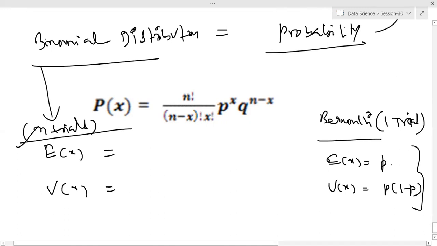You can give the answer, friend. Very simple: P of n. Can you rephrase? P into n or P of n? P into n. Yes, N, because this is one trial, so we got P. How many such trials are we having? N. Similarly, can you give the variance, Venkat?